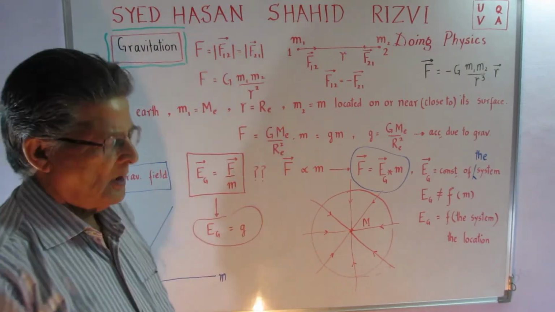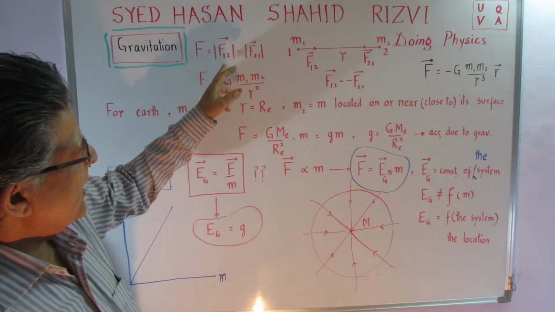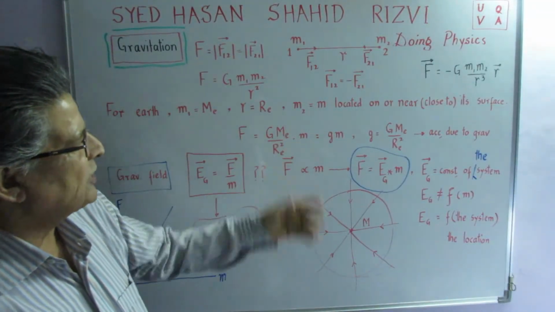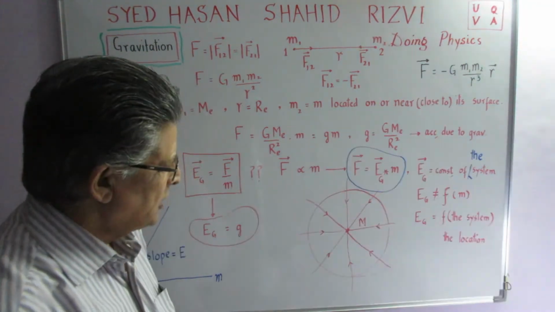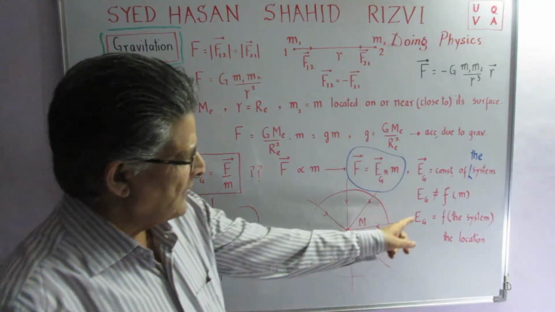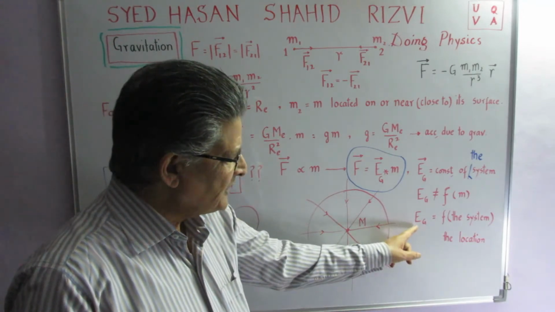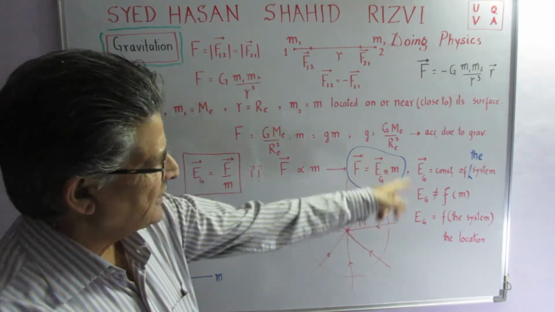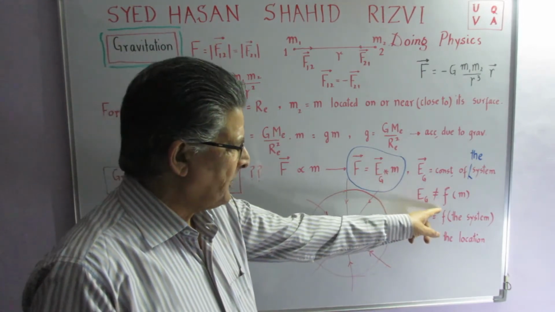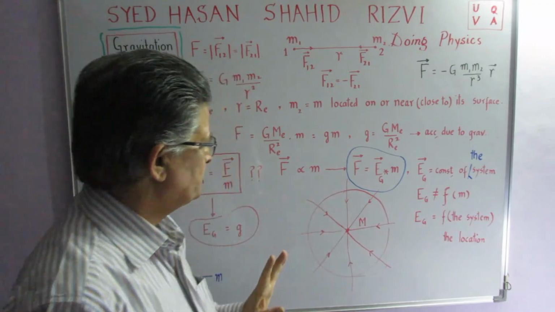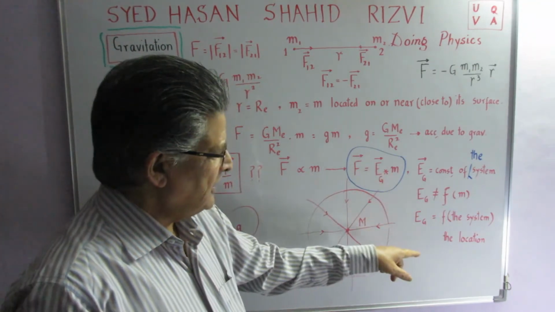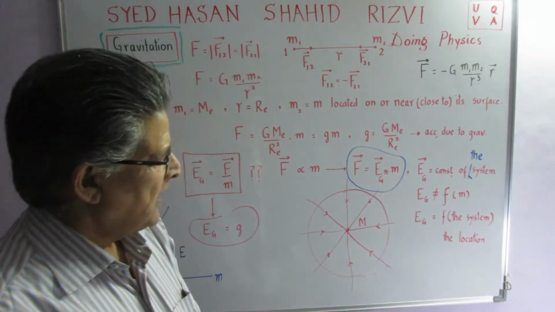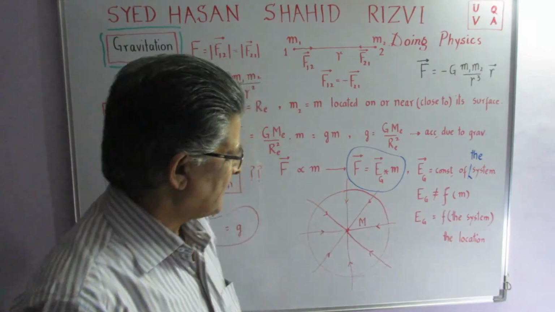F12 magnitude is equal to F21 magnitude. This turns out to be equal to. So I was telling you that this Eg, or the field that we have defined here, the constant of the system, does not depend upon the mass M that we have taken, but it is rather a function of the system. It depends upon the system, the location of the point, etc.